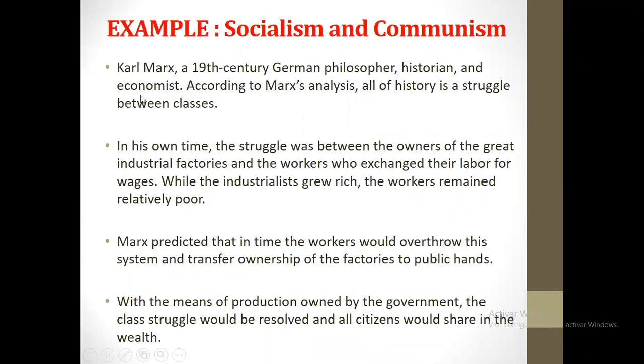Karl Marx is the father of this movement, sociology system, okay? Now let's talk about him. Examples, socialism and communism. Karl Marx. En el siglo XIX, this 19th century German philosopher, historian, and economist.